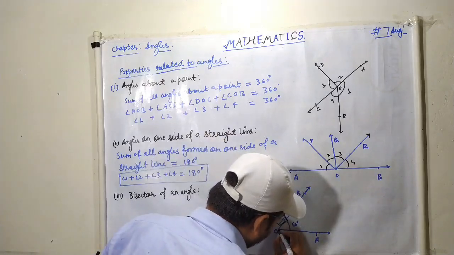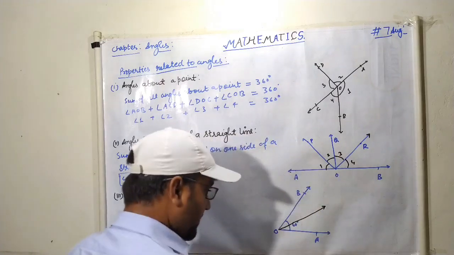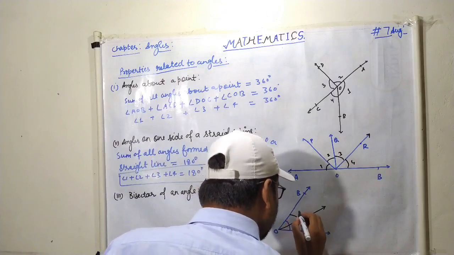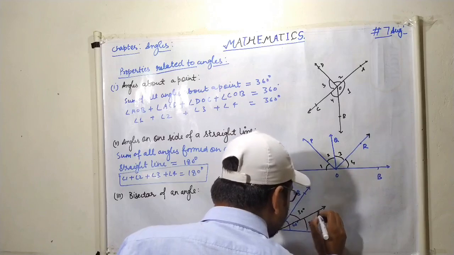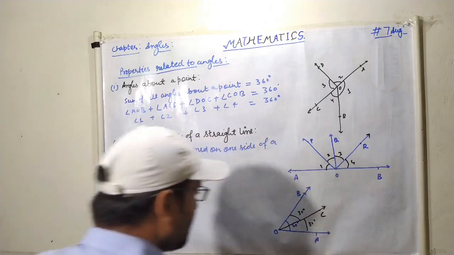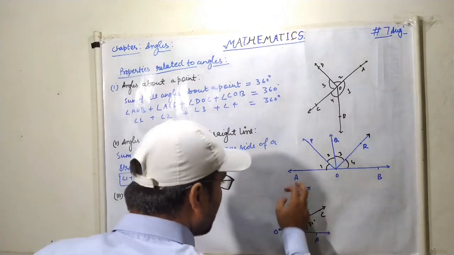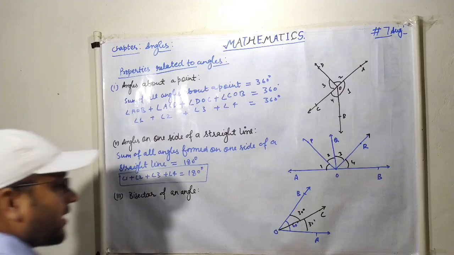So if I draw a ray from point O and it bisects the angle into two equal parts, OC is a ray which bisects this angle AOB into two equal parts. Okay, so this is an example for you, students. The bisector of an angle divides the angle into two equal parts of equal measure.